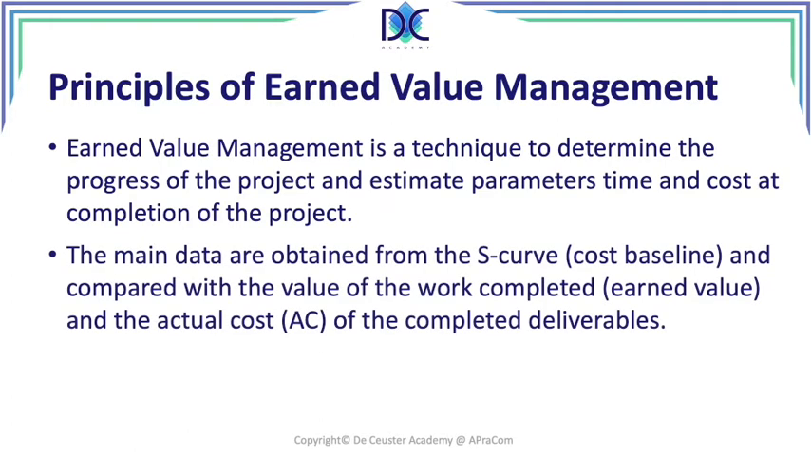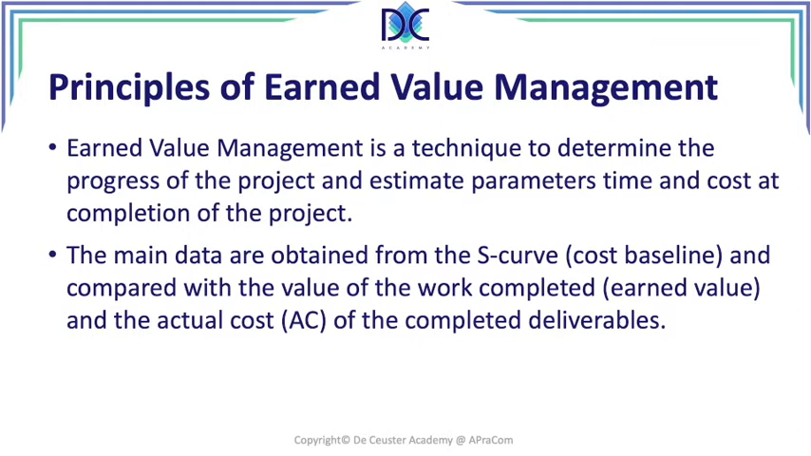Now, what do we have when we start with earned value management or when we have a project? We have the cost baseline, and the cost baseline is basically the overview of the number of deliverables that we plan to create over time and the cost of it. So that's what we call the S-curve. And in our examples, we will simplify the S-curve by a straight line. Now, what we find in the S-curve is basically the value of the work that we plan to complete at a certain time during the project.